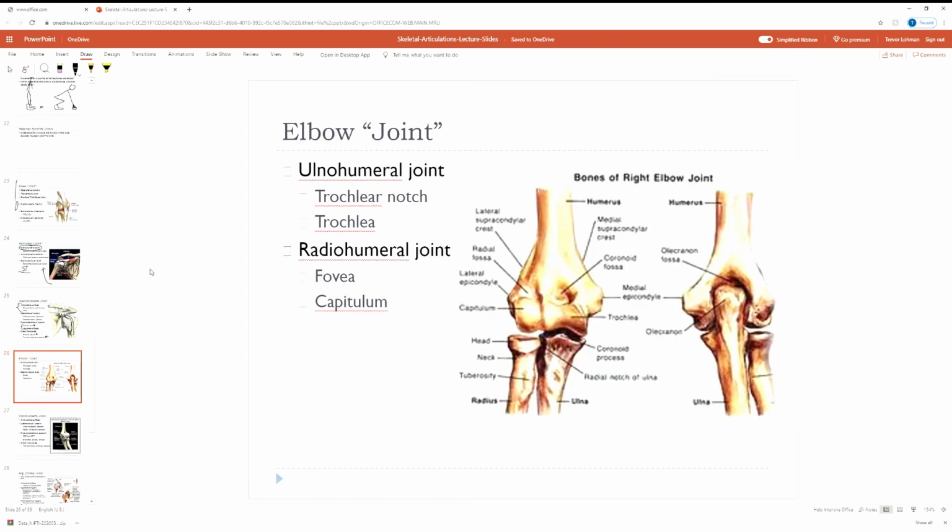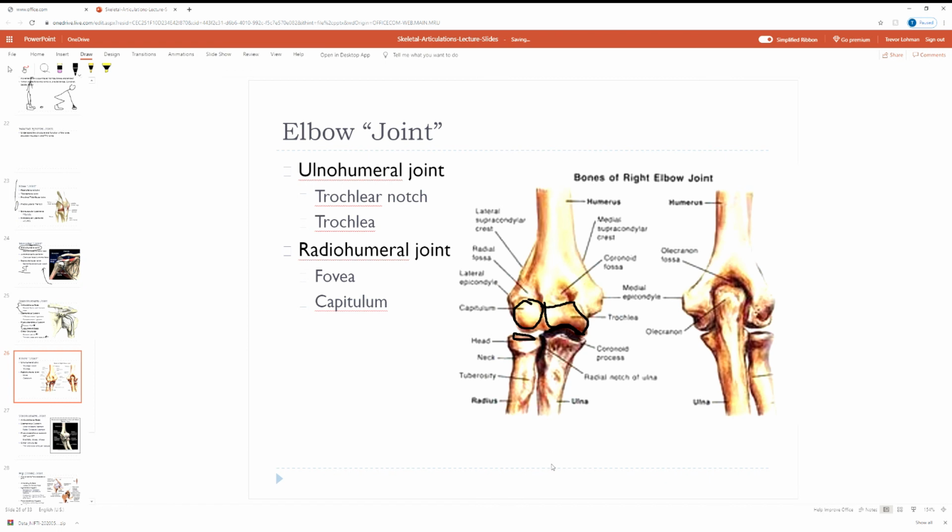So now we're looking at the elbow. Again, joint is in quotes because it is 2, arguably 3 joints. There's a joint here between the trochlea and trochlear notch. There's a joint here between the fovea and the capitulum. And I forgot to highlight the trochlea there. And then there's also a joint between the radius and the ulna.